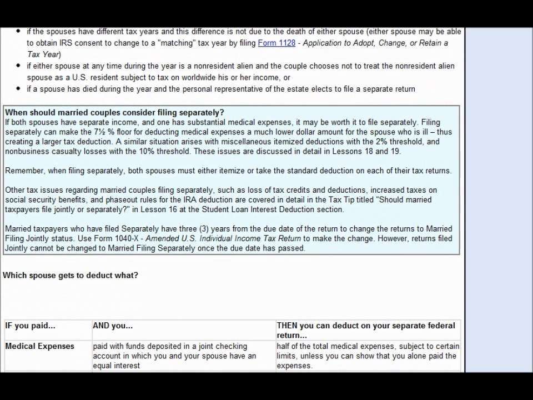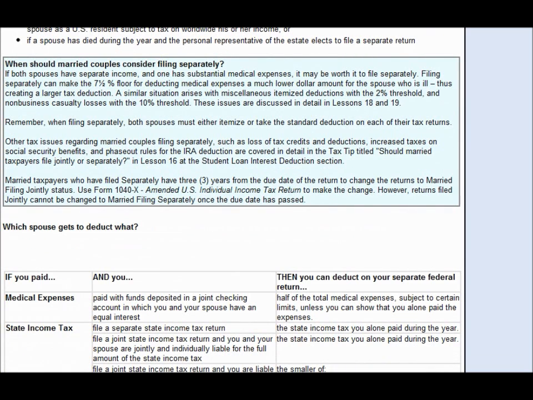Now, when should married couples consider filing separately? If both spouses have separate income and one has substantial medical expenses, it may be worth filing separately. Filing separately can make the 7.5% floor for deducting medical expenses a lower dollar amount for the spouse who is ill, thus creating a larger tax deduction. A similar situation arises with miscellaneous itemized deductions with a 2% threshold, and non-business casualty losses with a 10% threshold. These issues are discussed later in detail. Remember, when filing separately, both spouses must either itemize or take the standard deduction on each of their tax returns.